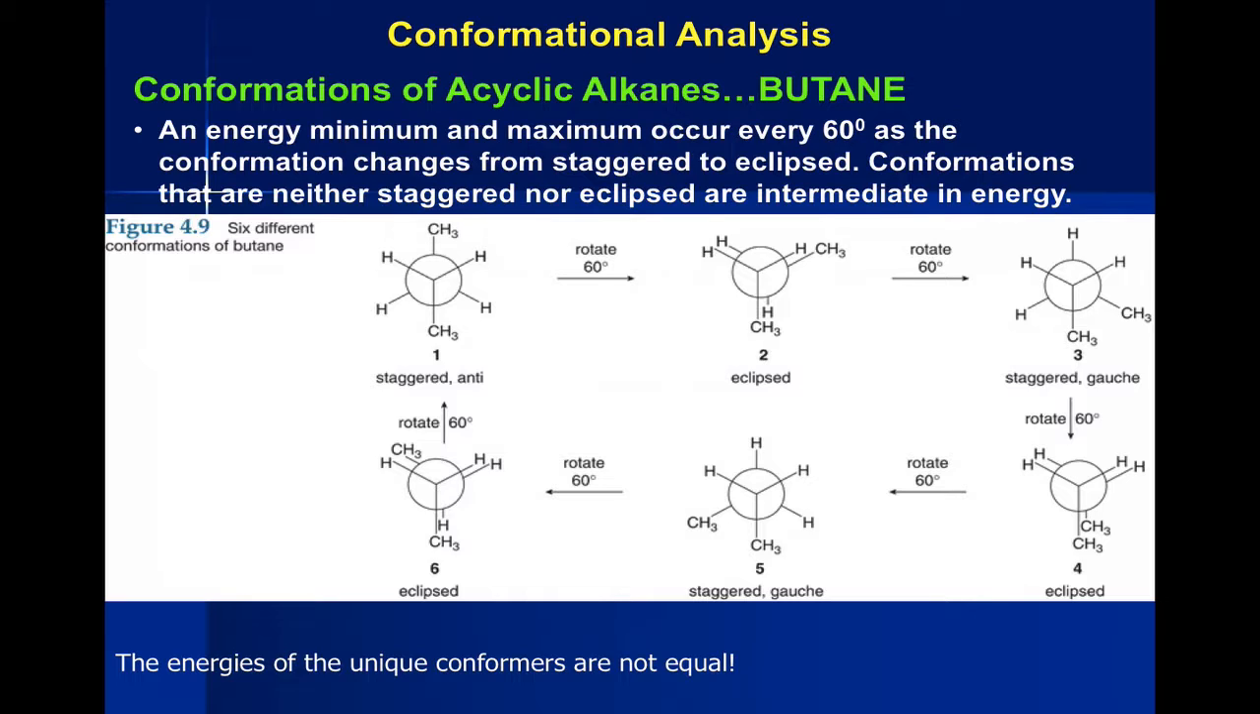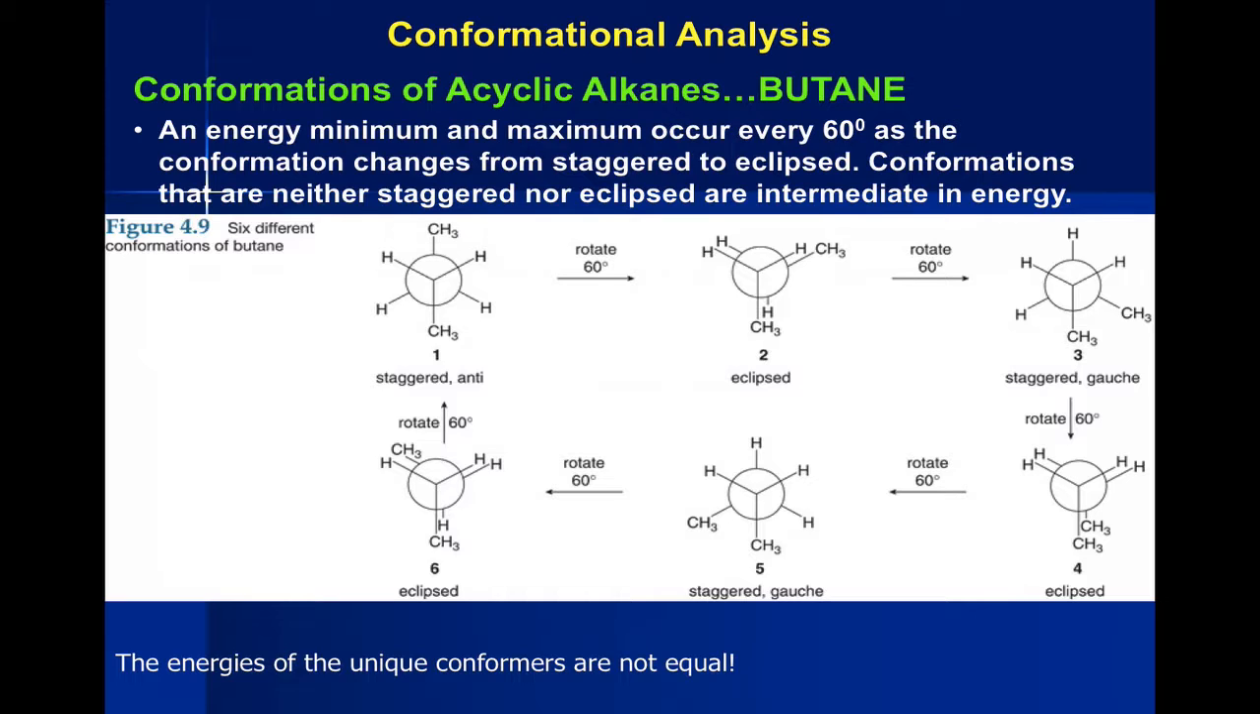That is an eclipsed Newman projection. Because if I look down that carbon-carbon bond, I see that the hydrogens are eclipsing each other. This methyl group and this hydrogen are eclipsing each other. This hydrogen and this methyl group are eclipsing each other. Notice they draw them just a little skewed so that you can see everything. But that is an eclipsed conformation.